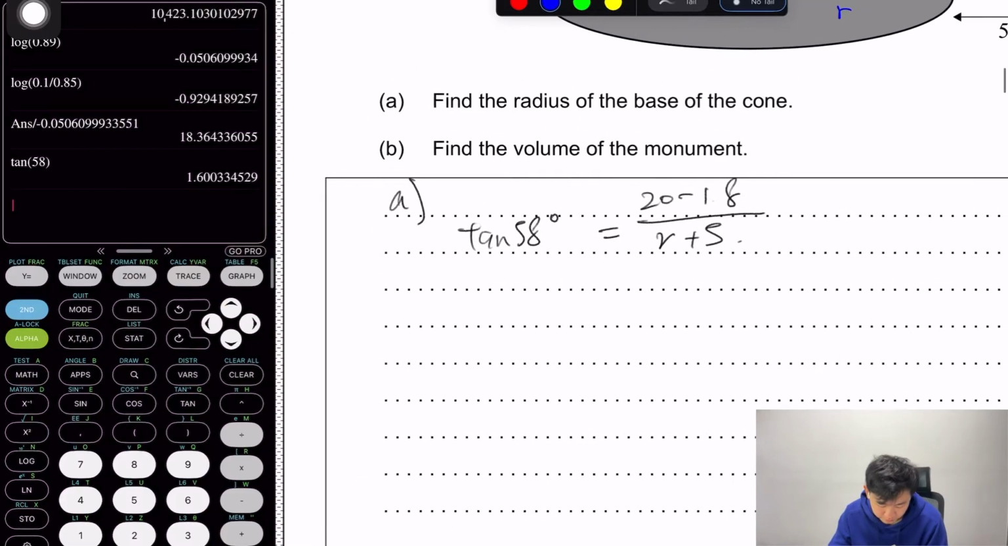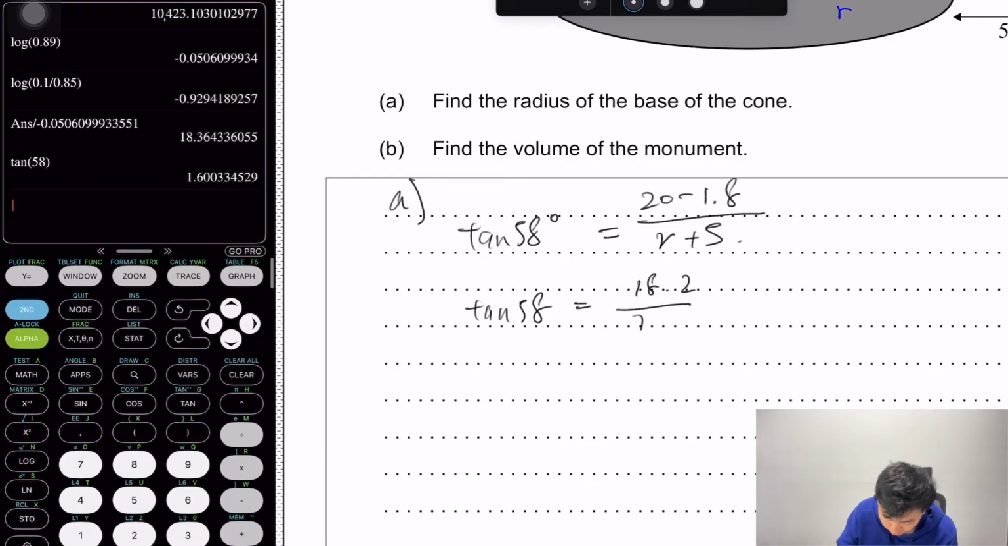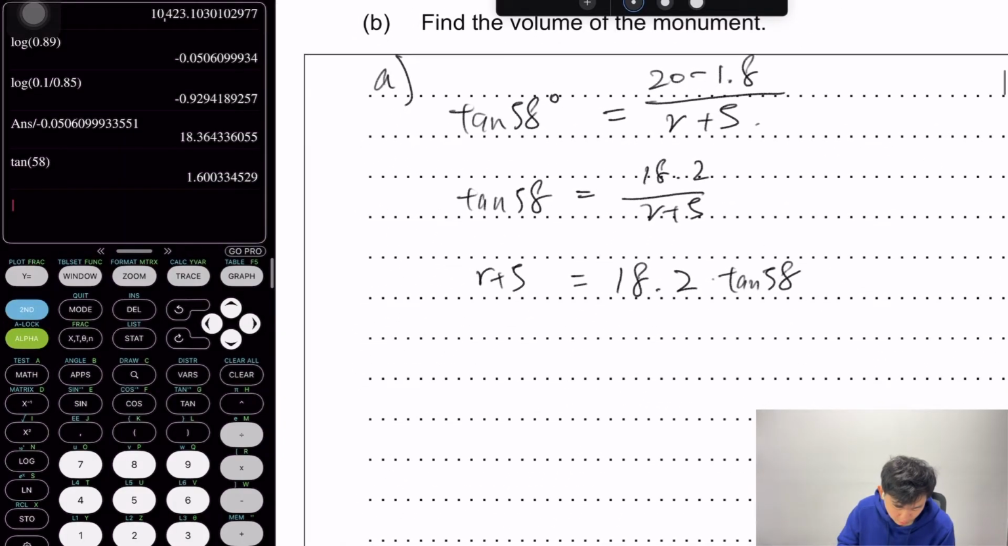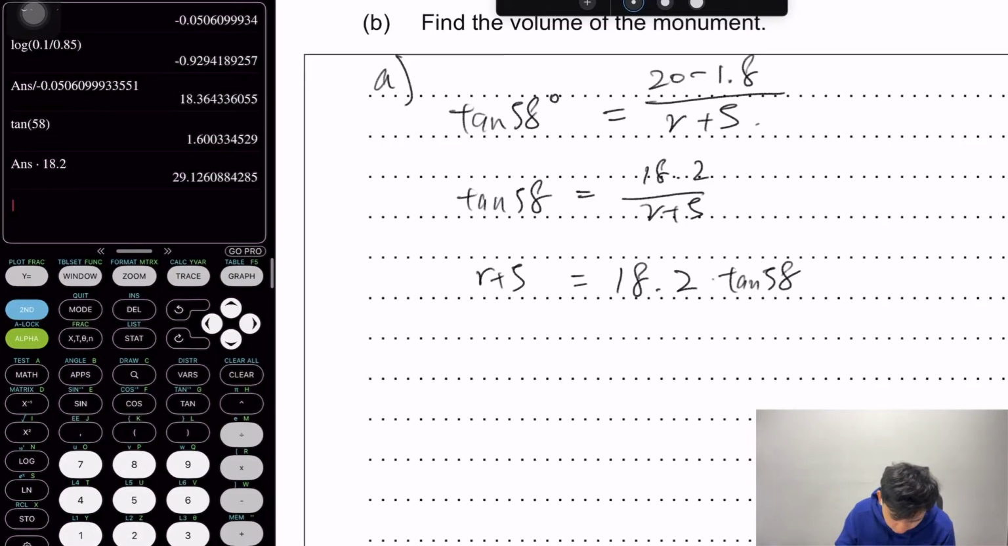So we still write it: tangent 58 equals 20 minus 1.8, which is 18.2, over r plus 5. So that means r plus 5, with a little change of subject, is 18.2 times the tangent of 58. Now you can directly use your calculator, since we just calculated what tangent 58 is, times 18.2. So r plus 5 equals 29.126, right?